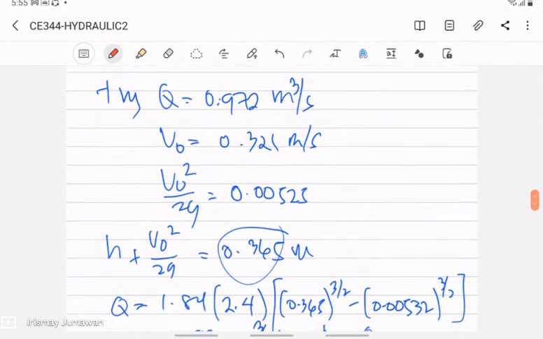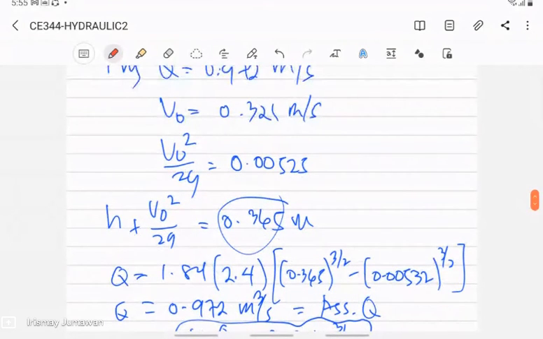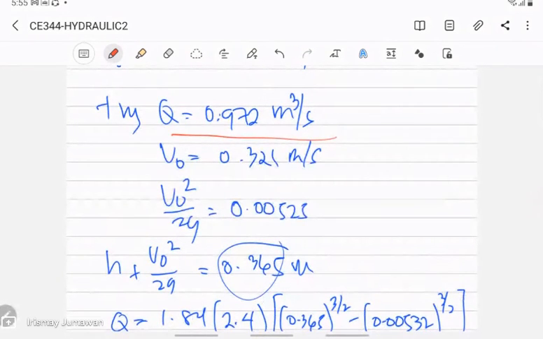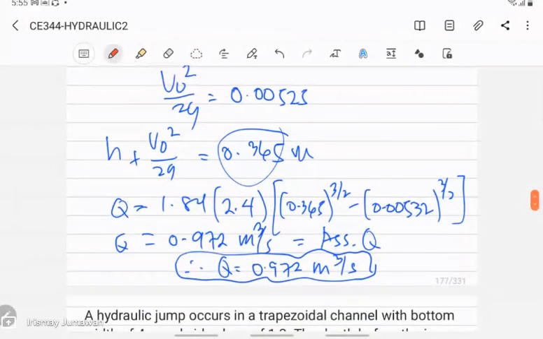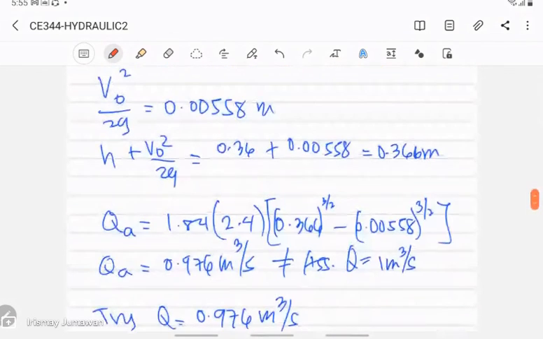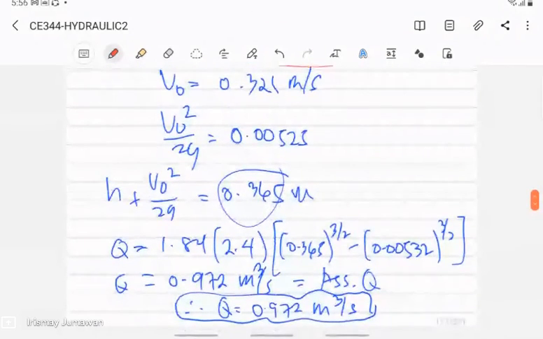After computing the value, you have to substitute it to the formula, and the answer is 0.972, which is equal to the assumed value, which is 0.972. So we have to stop, and we conclude that Q is equal to 0.972 cubic meter per second. So this is now the answer if we consider the velocity head.